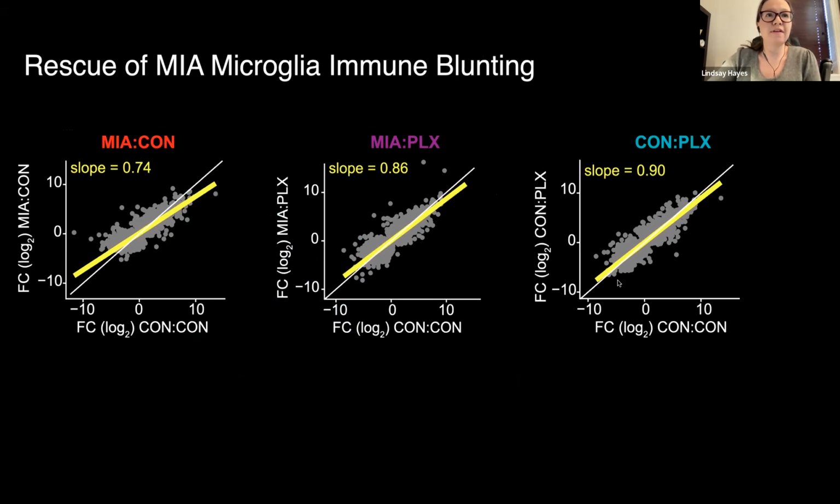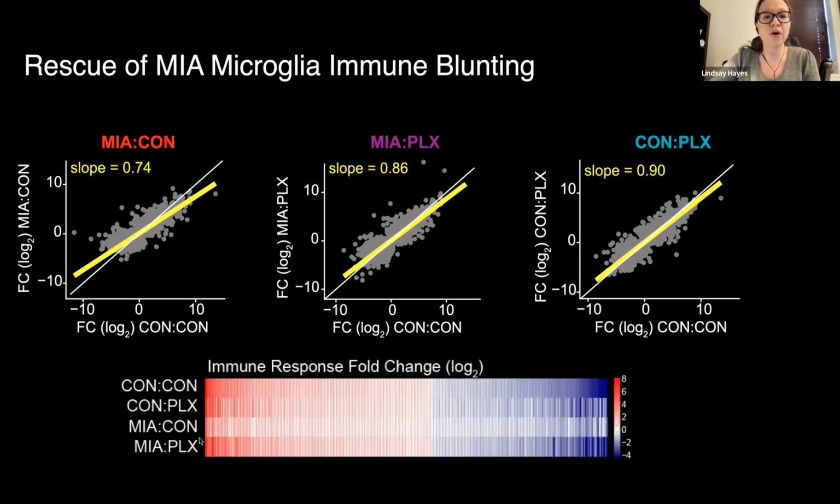Once those animals then grow up, I then evaluated their LPS responsiveness, similar to the assay I showed you at the beginning. And so in MIA, again, we see this more shallow slope indicating this blunted immune response. However, in the repopulated microglia, we see this slope is more similar to control. We can also see this in the heat map, where the red genes are ones that are induced by the LPS response, and the blue genes are ones that are suppressed in response to LPS. And we can see in MIA, we have this blunted responsiveness, but in the repopulated microglia, we see an amelioration of this immune responsiveness, indicating that indeed the repopulated microglia are able to have a more normal immune responsiveness.